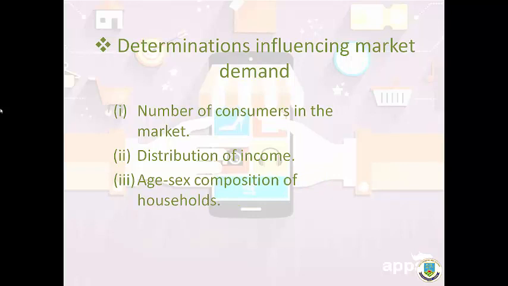Next topic, age, sex composition of households. In an economy, if the population of children is more, there will be a great demand for children's needs such as toys, baby soaps, oils, etc. And if in an economy there is a larger population of adults, there will be a great demand for adult needs.